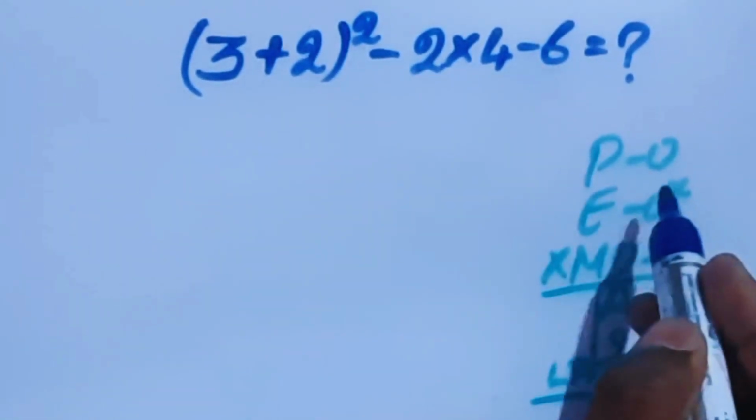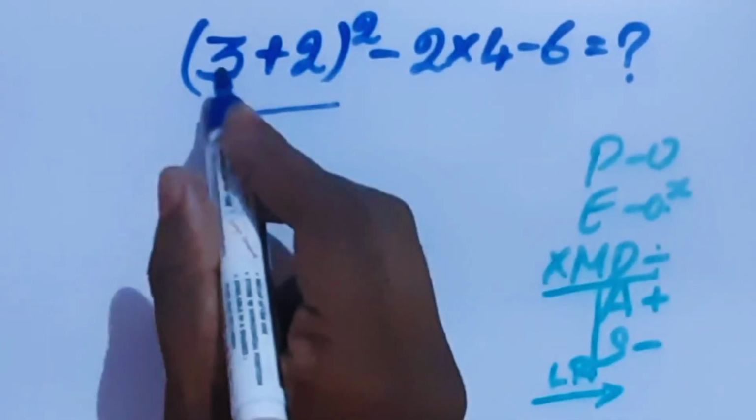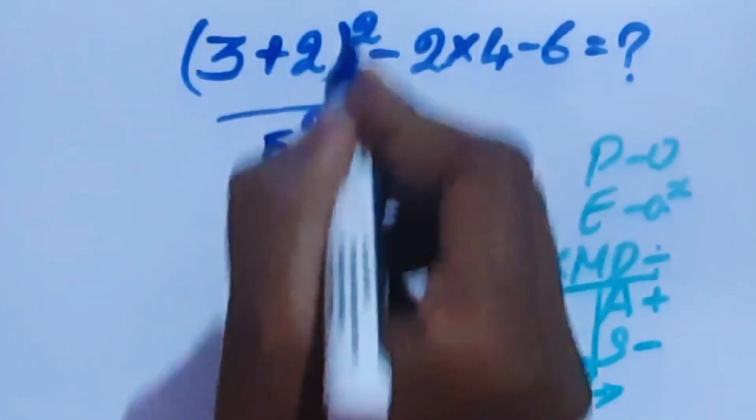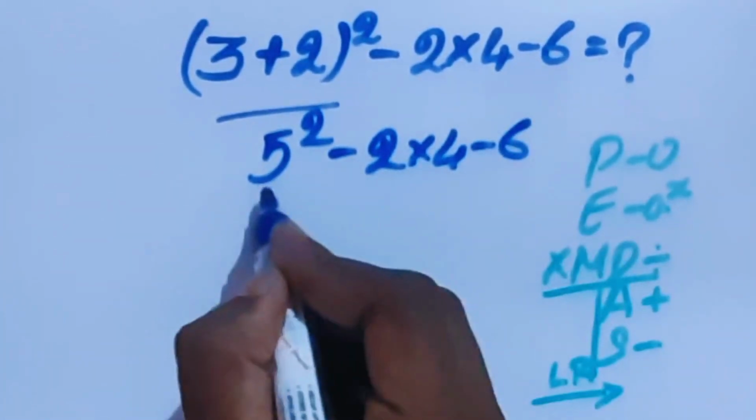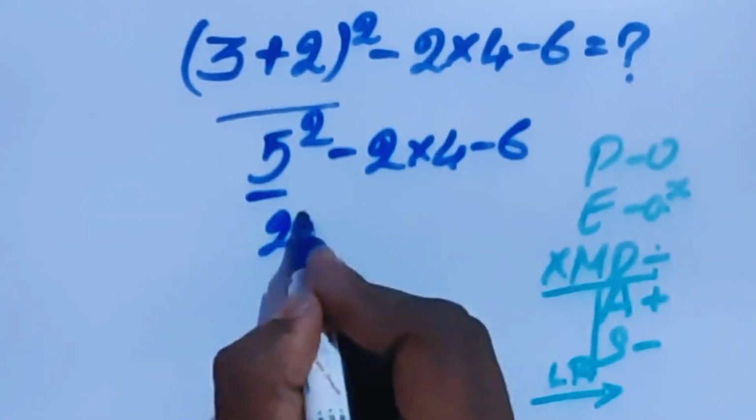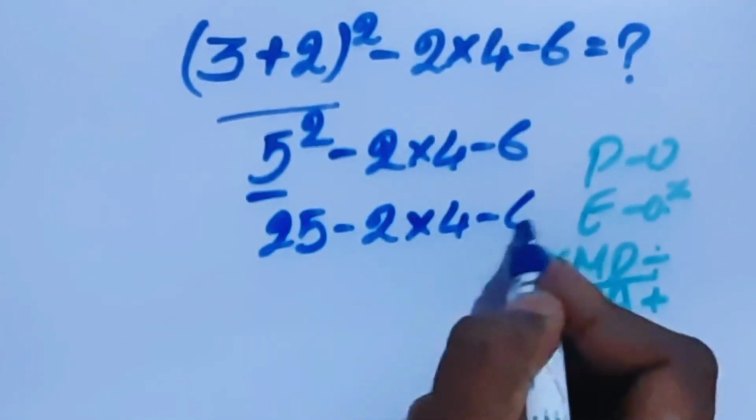Here, as per the order of operations PEMDAS, the bracket is higher priority. We have to do this bracket before any other operation. Here 3 plus 2 is 5 squared, this minus 2 times 4 minus 6. Next priority is the exponent. The exponent is 5 squared. 5 squared is 25 minus 2 times 4 minus 6.